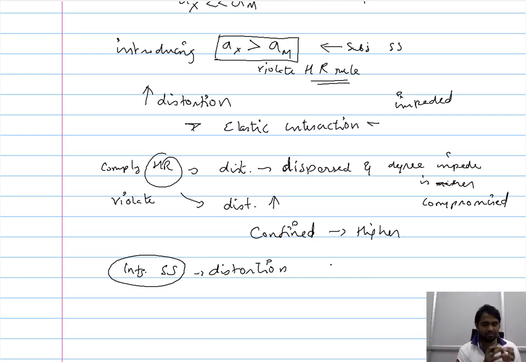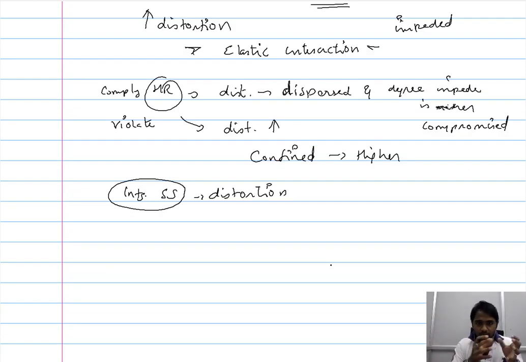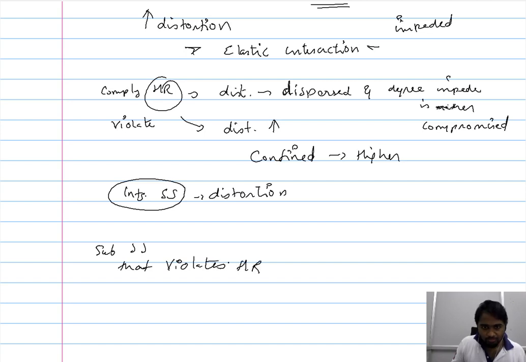So when you add the solute, or when you create a solid solution, you create a substitution solid solution or an interstitial solid solution. Both introduce a distortion in the lattice of the base metal, and this distortion, through elastic interaction, impedes the propagation of the dislocation. And if you want to say which one restricts the mobility of the dislocation to the maximum, it's the substitutional solid solution that violates the Hume rule. It brings the maximum distortion, and it's the one that restricts the propagation of the dislocation to the maximum.